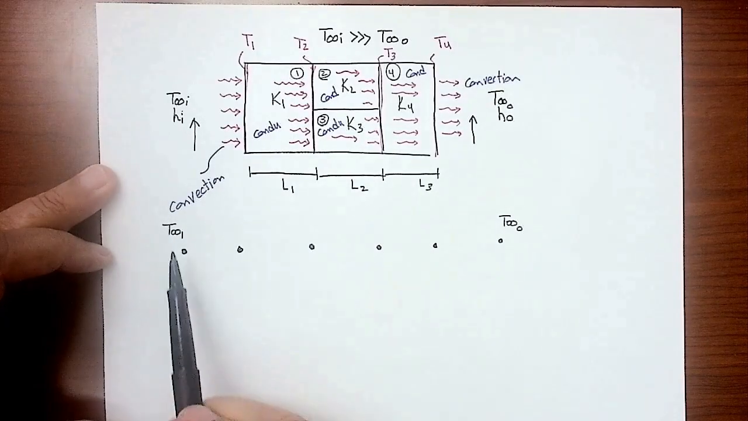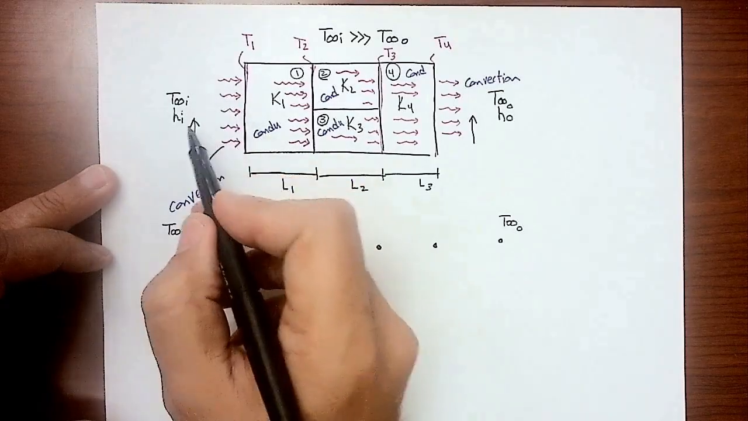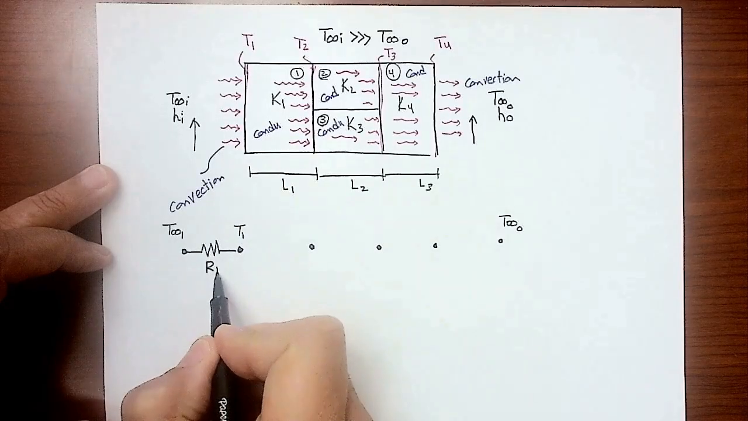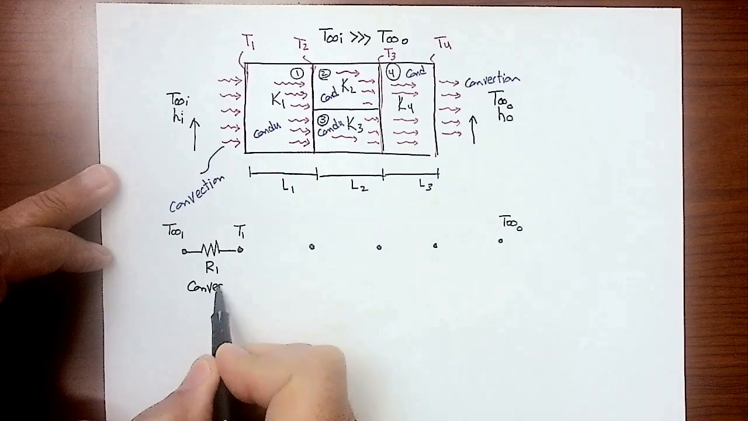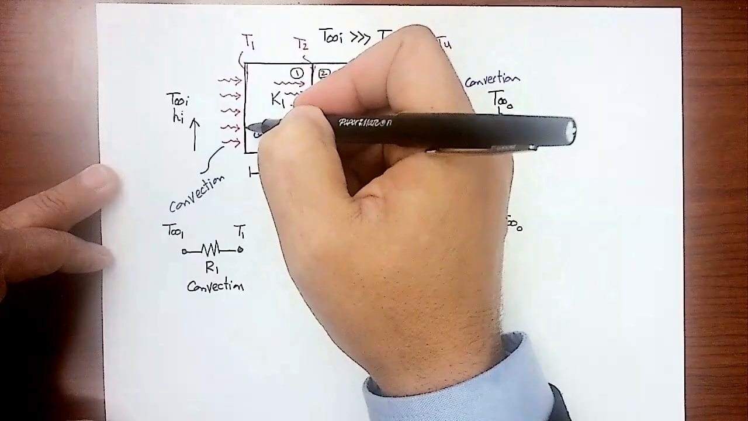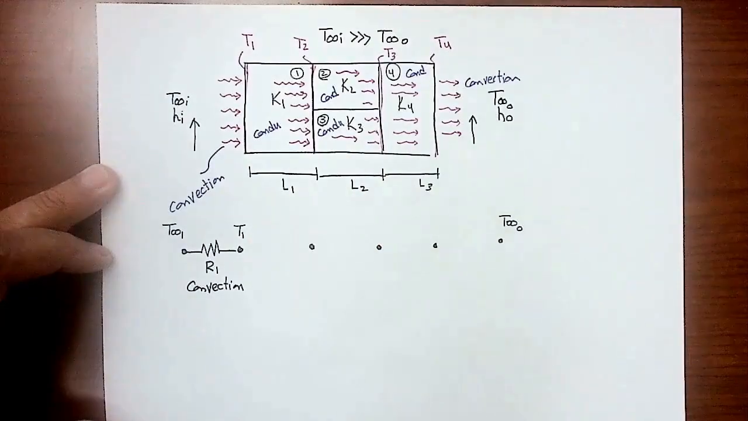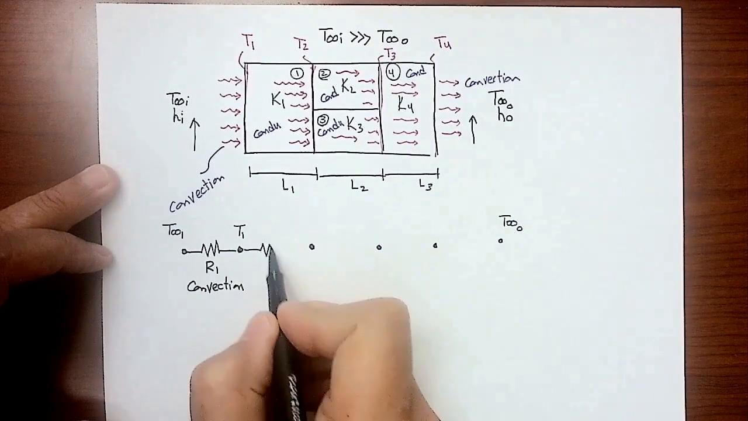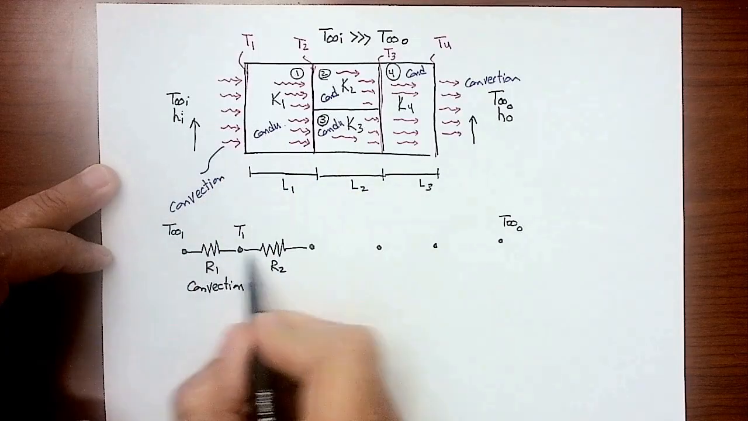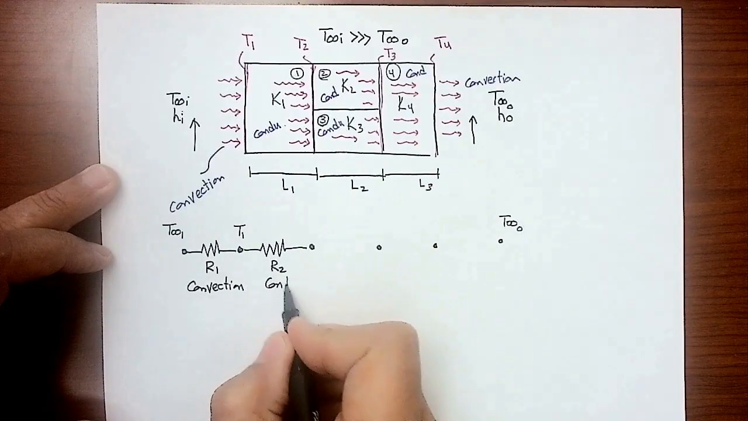Now, between T infinity in and T1, what happens? I have the whole amount of energy transported by convection. So I will have a resistance here. I'm going to call it R1, and this should be convection. Now I'm standing up here. What's going to happen between T1 and T2? All the energy will be driven by conduction. So I will have a conduction resistance in series with R1, because the total energy will continue through the same path. These are series resistances. That's conduction.